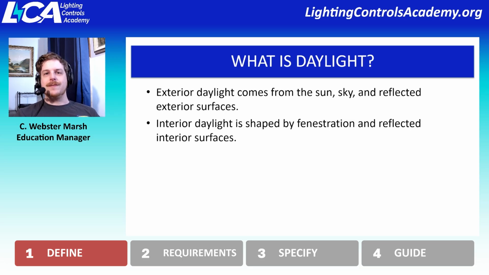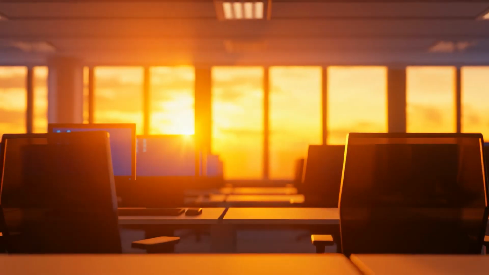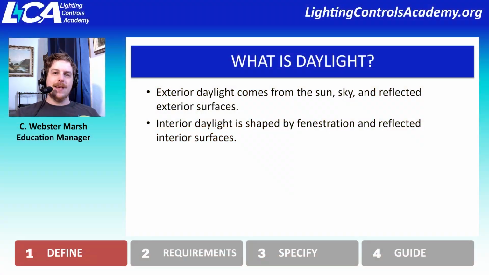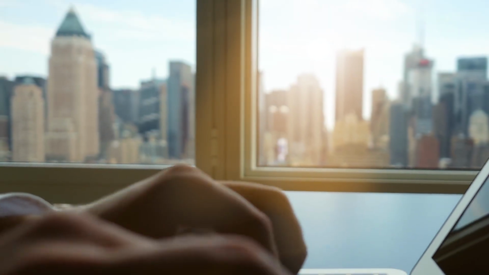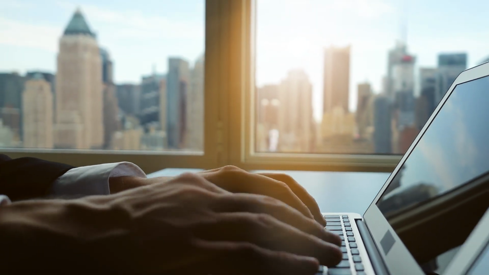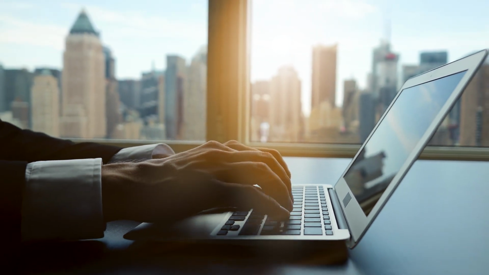The reason we need to define this is because we need to figure out exactly what it is we're responding to. Interior daylight is typically the result of this exterior daylight coming in through a fenestration, a fancy word for an opening in the building. Ultimately, it's some way that light is getting into the building, and it might even reflect off of the surfaces around the space and just fill up the space. With most commercial lighting controls projects that you're going to see, it's either going to be through a top light like a skylight or a side light like a window.